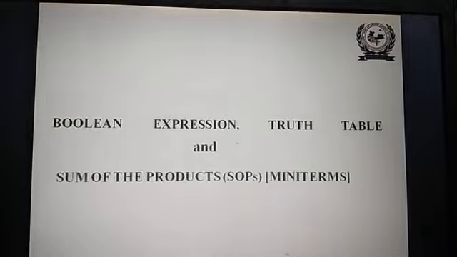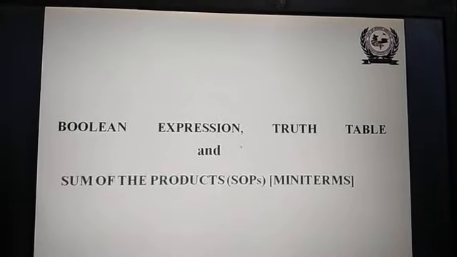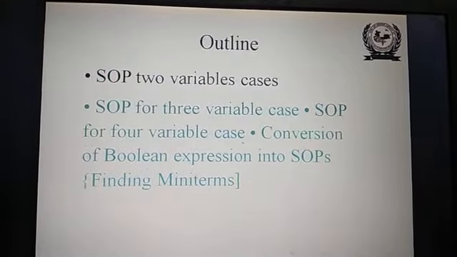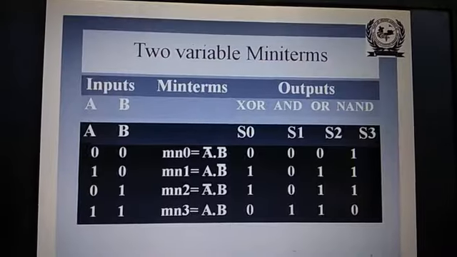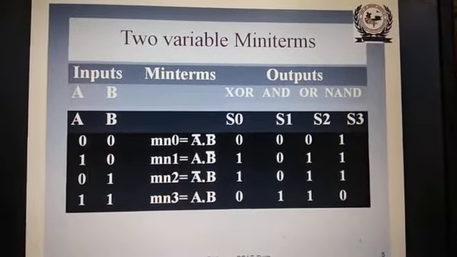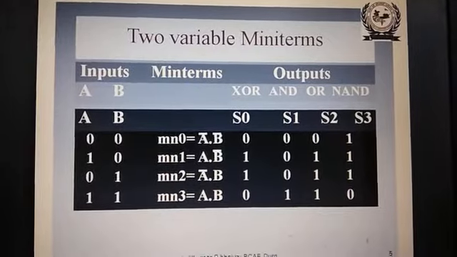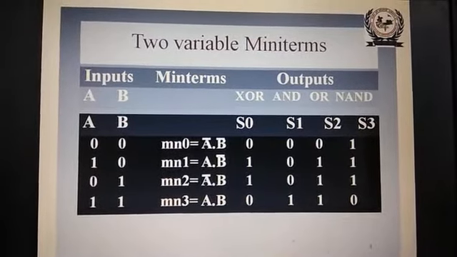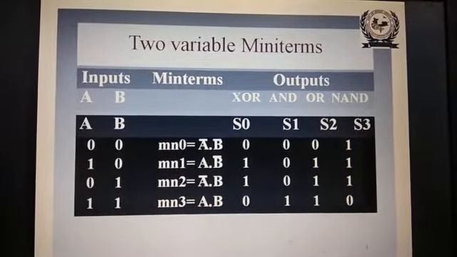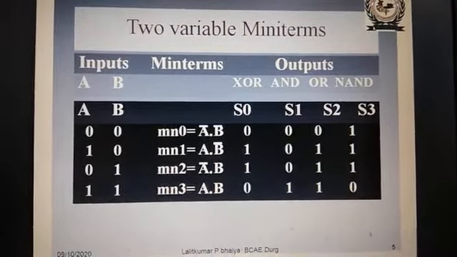and then try to find the expressions, and from the Boolean expression derive the truth table, and from the truth table try to find out these min terms. So min terms you can find for the 2 variables which is shown here. 2 variables means there are 4 min terms, min 0, min 1, min 2, min 3. 2 to the power 2, that is 4.